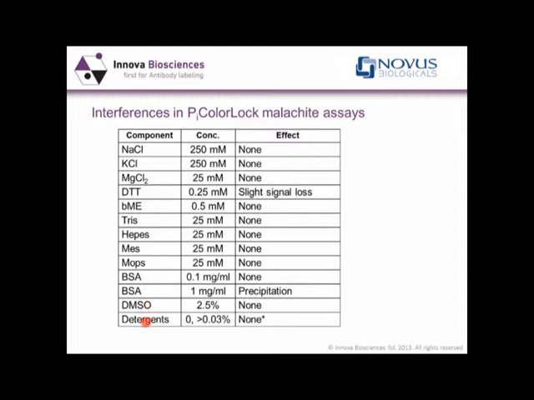If your assay needs detergents, we have seen with concentrations between 0 and 0.03% aggregation in some situations. The simple solution if you need detergent is just to make sure you're above 0.03% and everything will be fine.